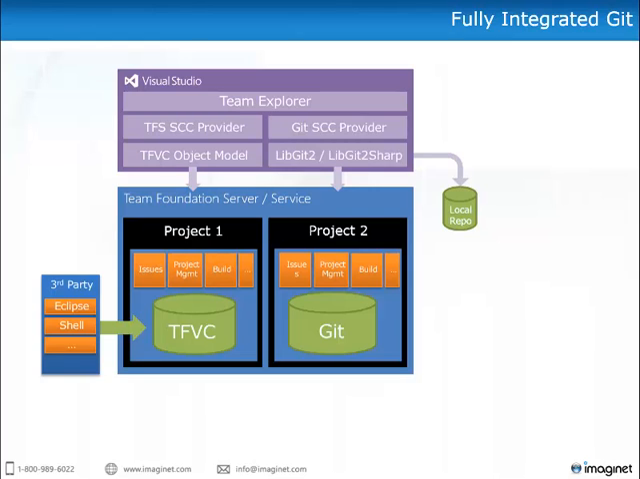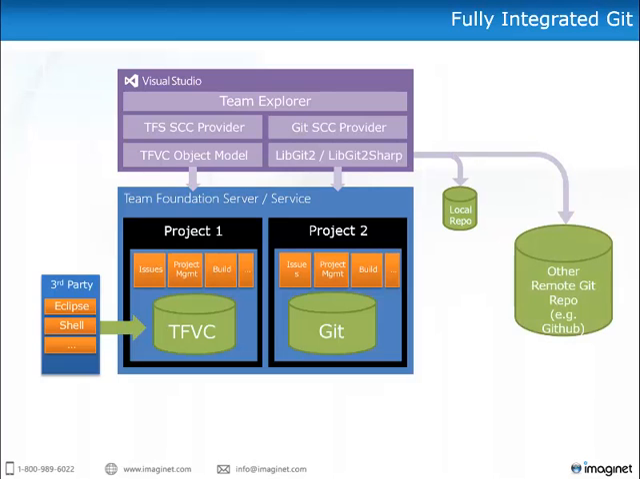This allows Visual Studio to interact with any Git repository, whether that's a local repository or some other remote repository, for example, a repository sitting on GitHub. This is just Git. This is not some sort of special Microsoft version of Git, and so it'll work with any Git repository.